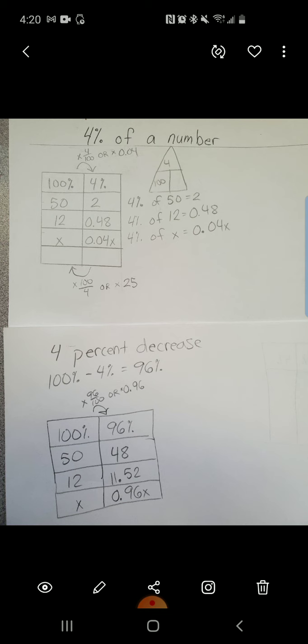12 times 96 hundredths is 11 and 52 hundredths, and x times 96 hundredths is 96 hundredths times x.